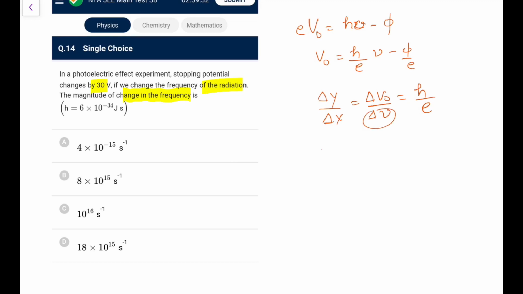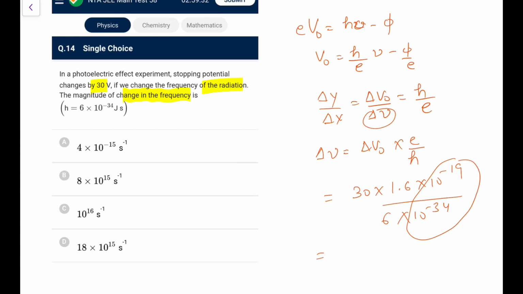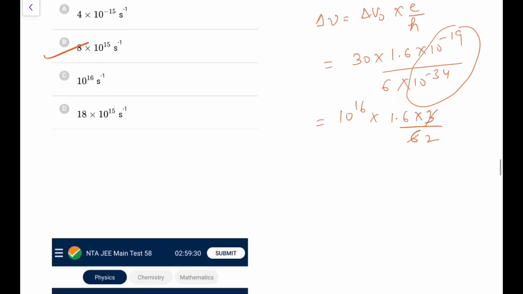So delta nu would be, you can make it out, delta V naught into e by h. So delta V naught is 30, e is 1.6 into 10 to the power minus 19, and h is 6 into 10 to the power minus 34. So doing this, it is 10 to the power 34, minus 19, that is 10 to the power 15, into 1.6 into 3 by 6. So 0.8 into 10 to the power 16, or 8 into 10 to the power 15 per second. So it's not a tough one.